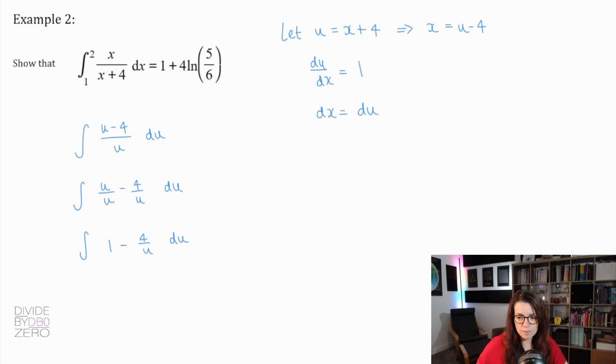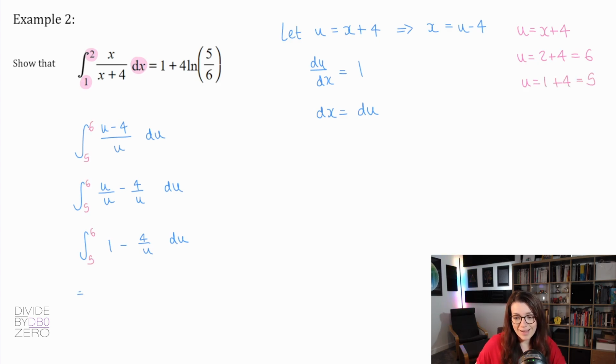Now for this example, notice that we're given limits. So we were given limits of 2 and 1, but these are actually x limits because they came with the integral that was with respect to x. So we need to change them to make sure that they're u limits. To do that, you just need to substitute into the u equals x plus 4. So for the 2, it will just be 2 plus 4 or 6. And for the 1, 1 plus 4 or 5. And those will be the u limits here.